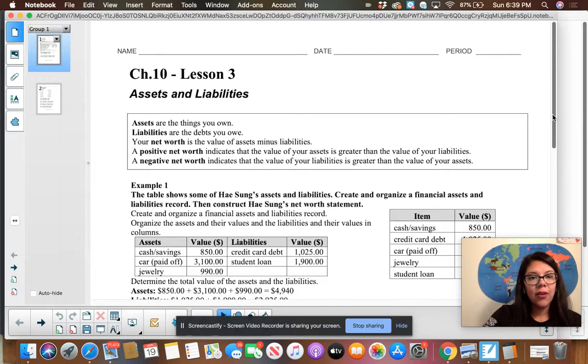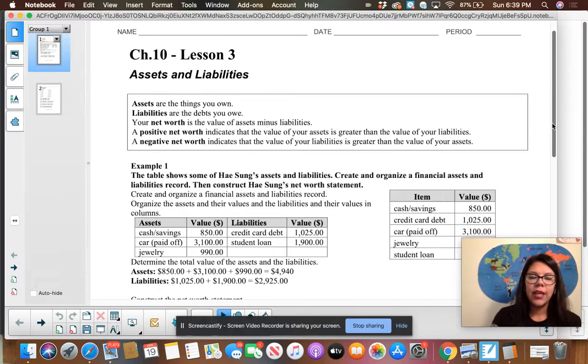So today we are talking about Chapter 10, Lesson 3, Assets and Liabilities. So what are assets? Assets are things you own, like if your car's paid off, your house, if it's paid off, jewelry, anything you own that you have already paid for. Then you have things like liabilities. Those are going to be things like your student loan, a car loan, a mortgage, credit card debt. So things that you need to still pay because you owe people their money.